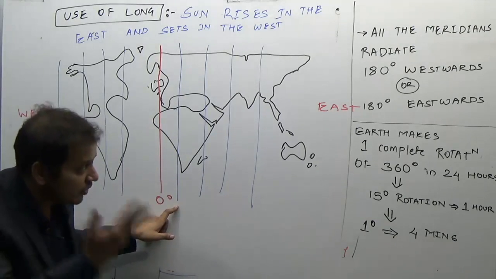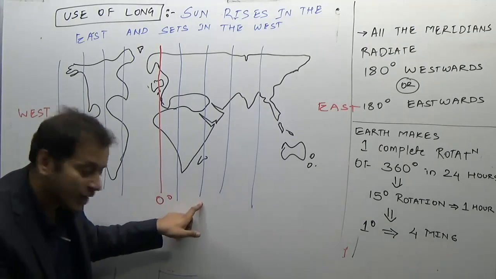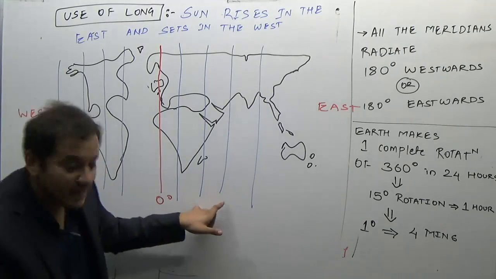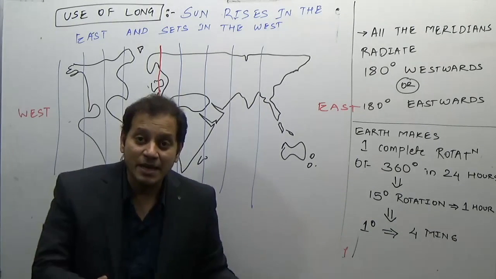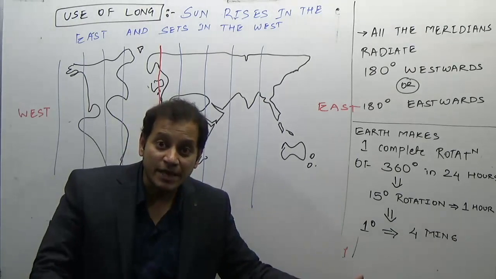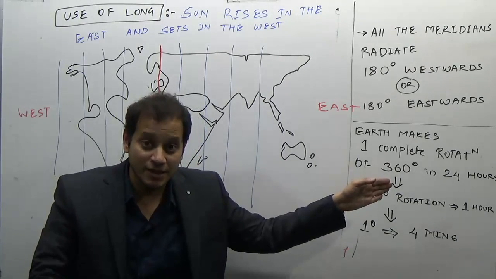If you are going on the eastern side, it will be ahead. 2 degrees, 8 minutes ahead. 10 degrees, how much time ahead? 80 degrees, how much time ahead? That is because it is located on the eastern side.